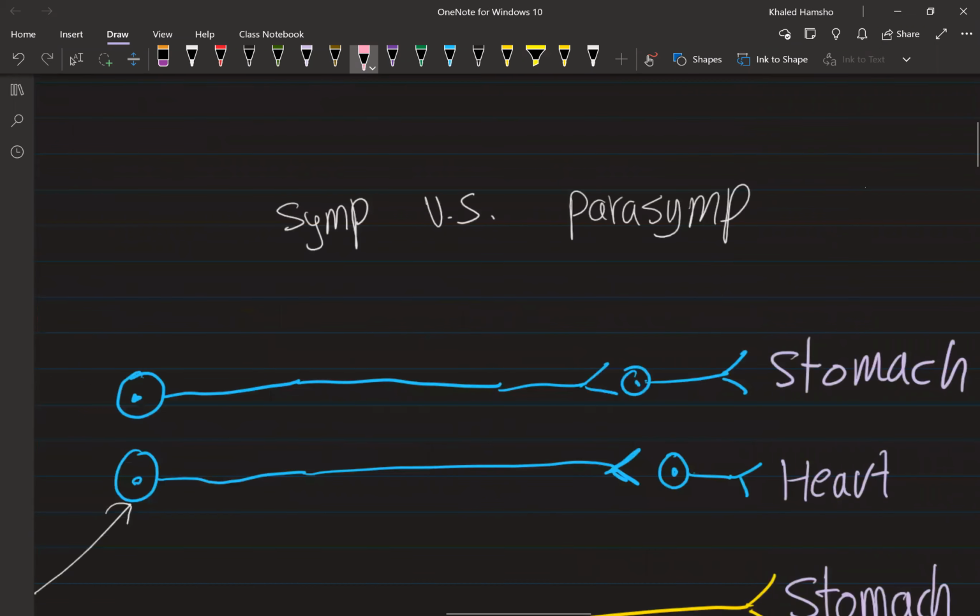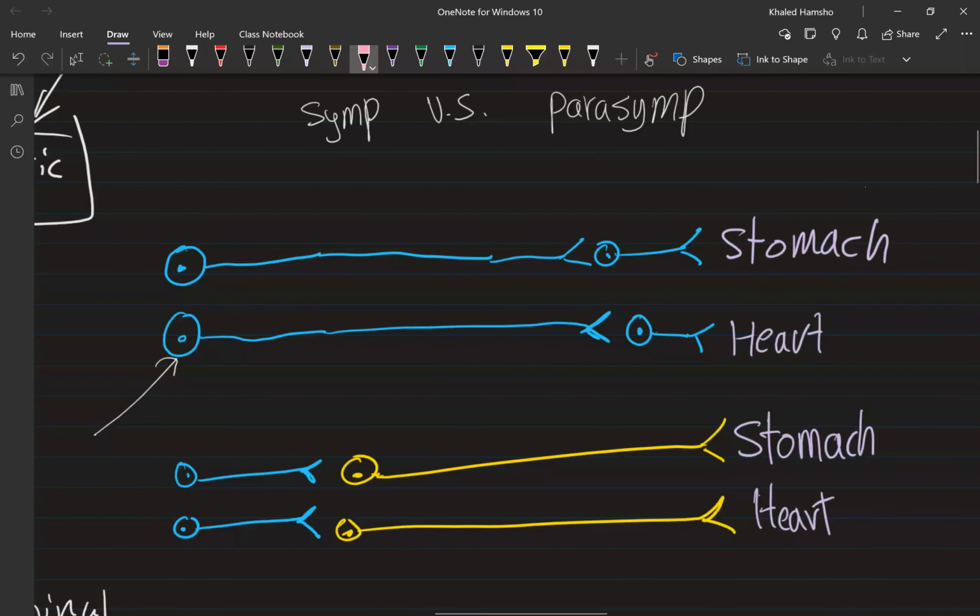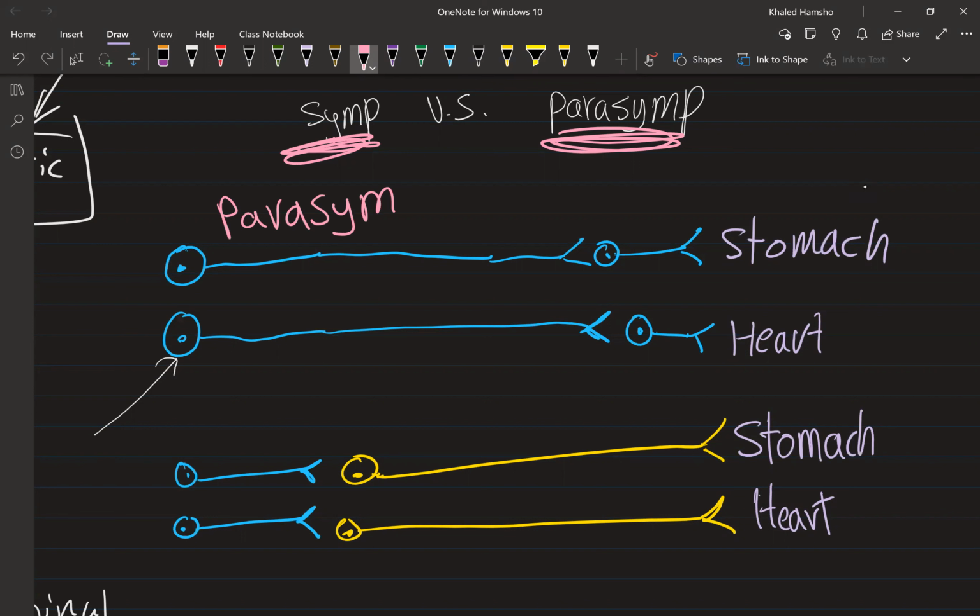All right, so now that we've defined those two things, let's discuss the differences in terms of function. Generally speaking, this is the parasympathetic over here on the top, these two neurons down here. And this is the sympathetic. Okay, so let's discuss the differences between both of these. Actually, before differences, let's discuss the similarities.